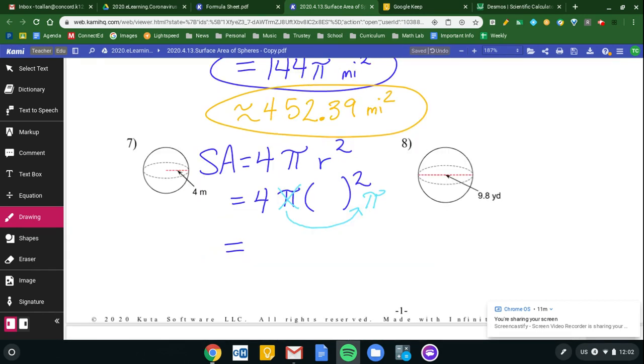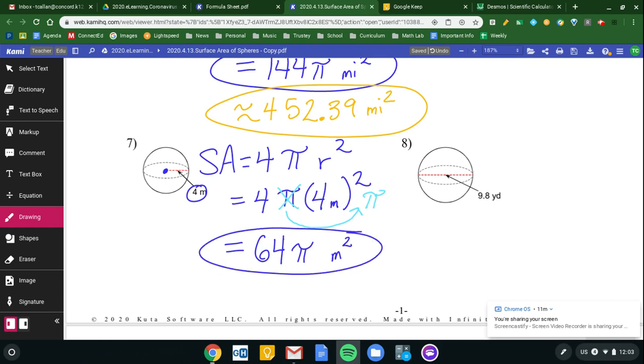Moving along to number 7, ladies and gents. 4 times pi times the radius squared, where again we examined this quantity, and it looks to me that 4 is the radius, starting at the center, measuring the distance to the outside. So we have 4 meters squared. 4 times another 4 would be 64 times pi, and of course meters times meters is meters squared. To rewrite our answer in approximate form, if I take 64 multiplied by pi, it would be about 201 and 6/100 square meters.